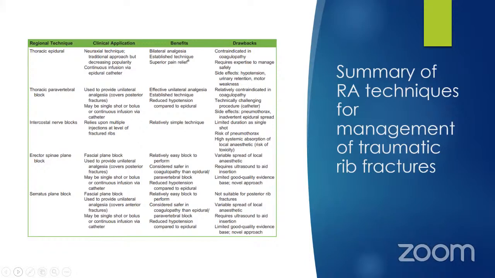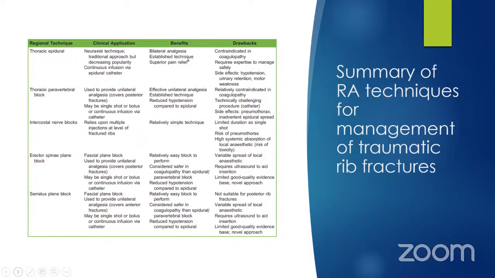Coming to the intercostal nerve blocks, it mainly relies on multiple injections at the levels of the fractured ribs. Coming to the benefit, it is a relatively simple technique. Coming to the drawbacks, it has limited duration as a single shot. There is a risk of pneumothorax, and high systemic absorption of local anesthetic can lead to LAST.